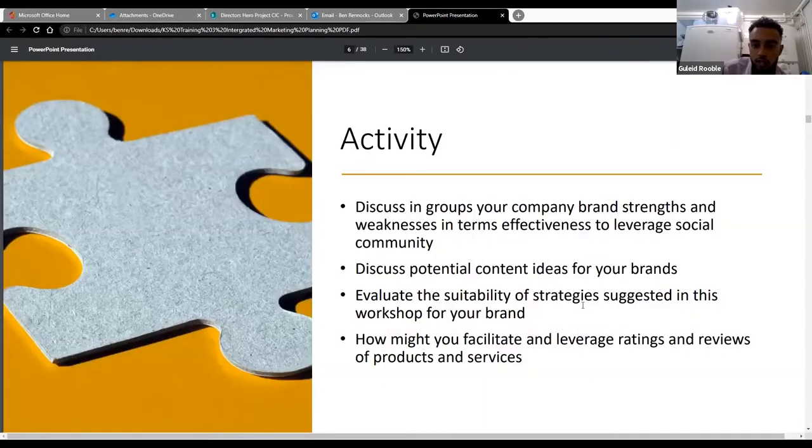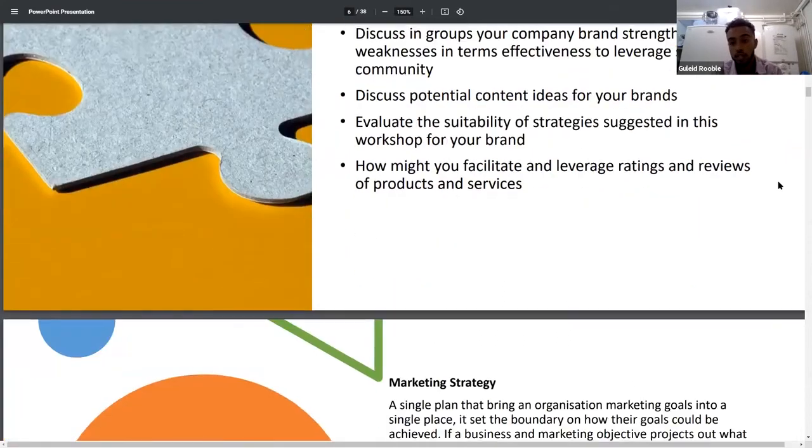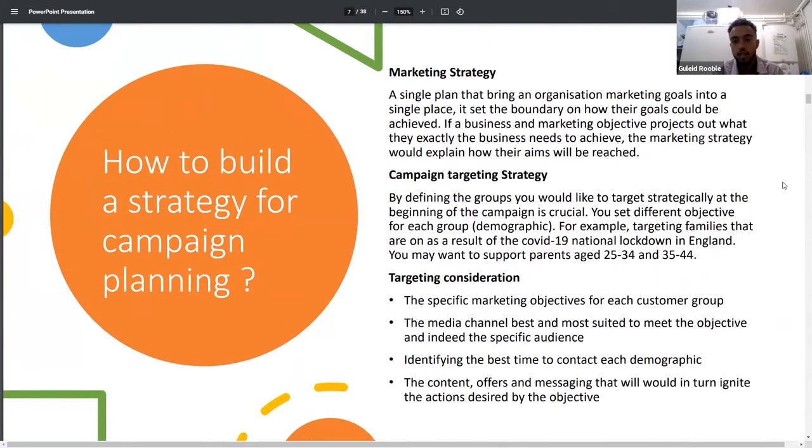So now we will be discussing how to build a strategy for campaign planning. To figure out a marketing strategy is crucial for you to have a plan that brings an organization's marketing goals into fruition. Now you can have a further discussion with your line manager or your lead on a particular project to identify what the outcomes are for that particular project. That will give you more of an idea on what they may want to see in the marketing activity. So you would like to have that regular dialogue, that regular communication with managers or mentors within your organization, so that you can fulfill their outcomes, their objectives through marketing activities and communications.